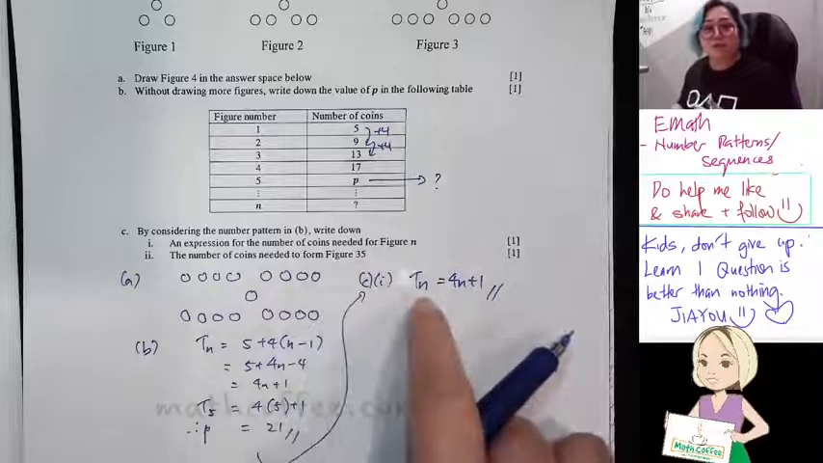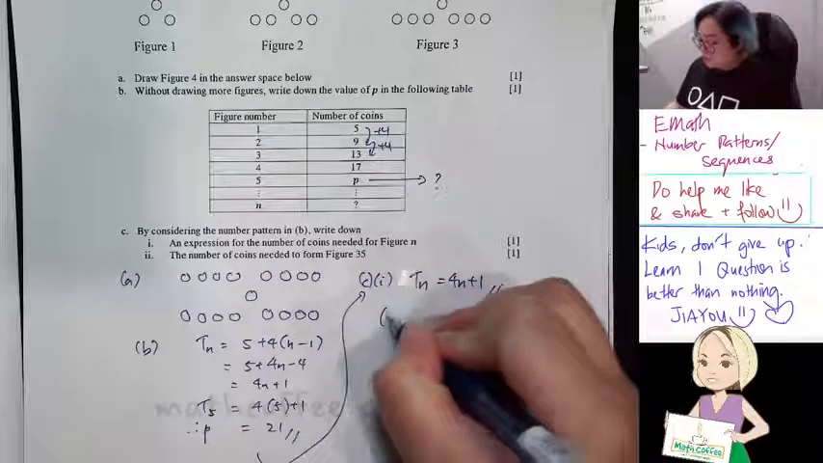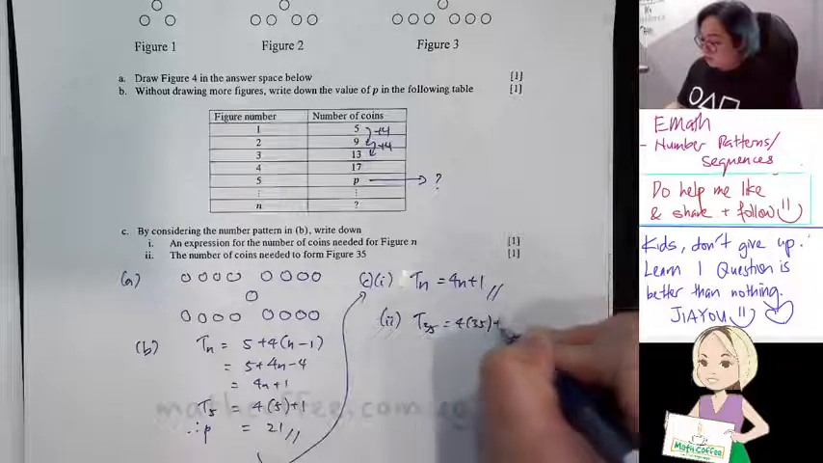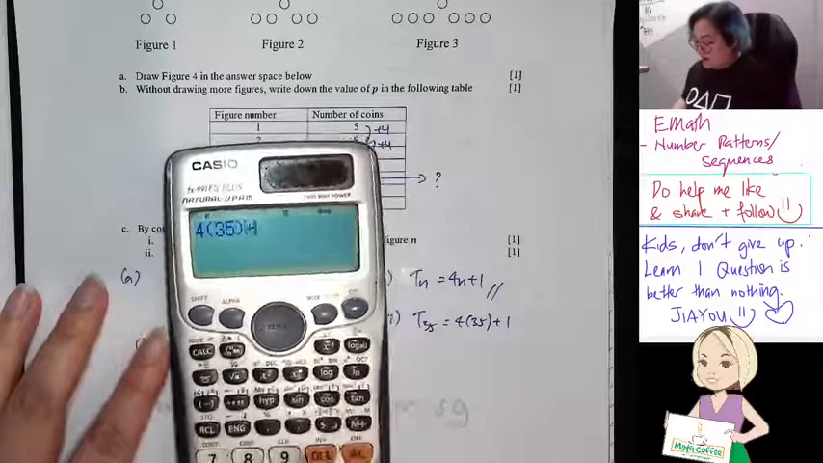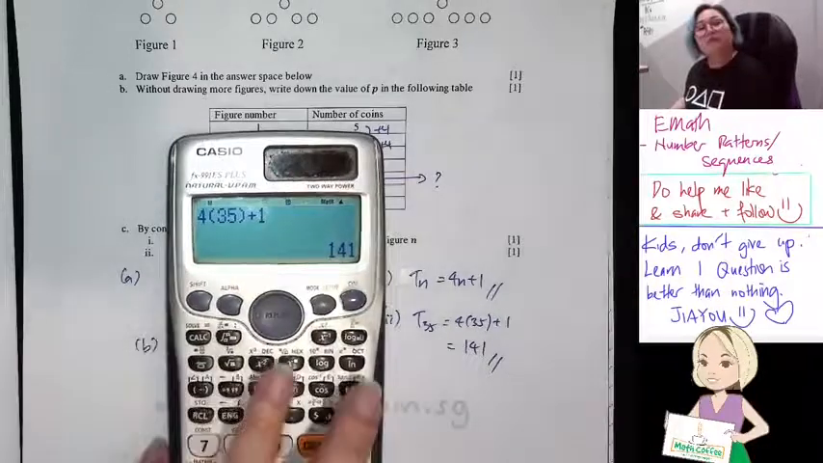Okay, now the number of coins needed to form figure 35. Easy already. Once you have the formula already, you just sub in n is equals to 35. So my part 2, I just do T35. So it's 4 times 35 plus 1, and that will give us 141. And that's it. Done.